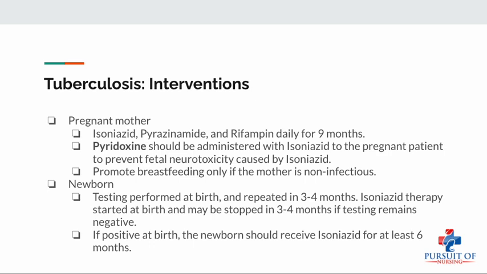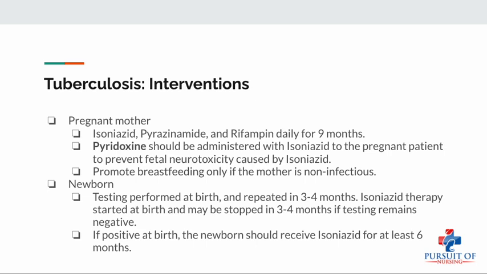So intervention: the pregnant mother is going to receive therapy daily for 9 months. Know that pyridoxine can be administered with isoniazid to the pregnant patient to prevent fetal neurotoxicity that can be caused by the isoniazid. And then you want to promote breastfeeding only if the mother is non-infectious. If the mother's sputum is free of organisms, the newborn does not need to be separated from the mother while in the hospital.